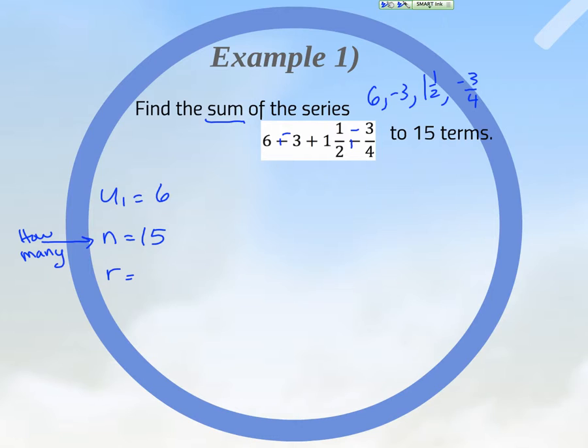So what am I multiplying to get to the next term? -2. Oh wait, yeah, -1/2. Now, if you are getting confused, if you don't see that right away, remember, you just have to take a term divided by the term that came before it. So I can just take -3 divided by 6, and I've got -1/2. So if it doesn't come to you right away, no big deal. We've done this before. You just divide.